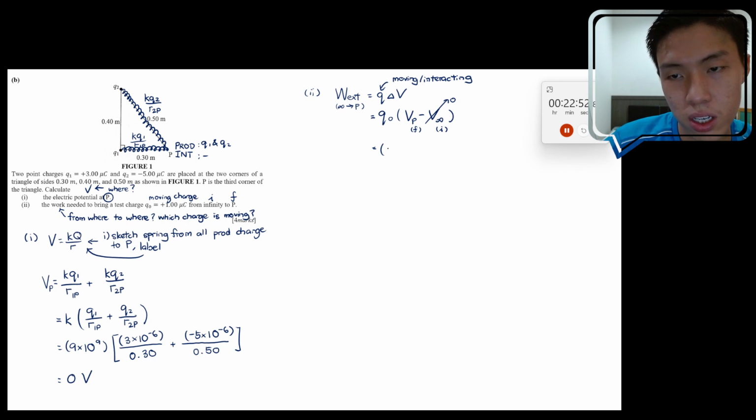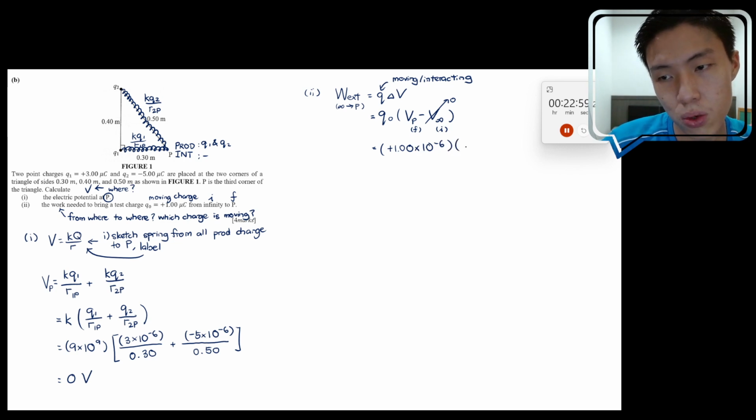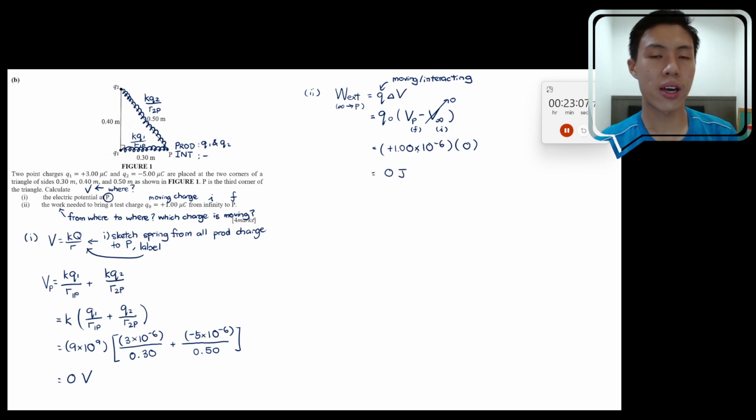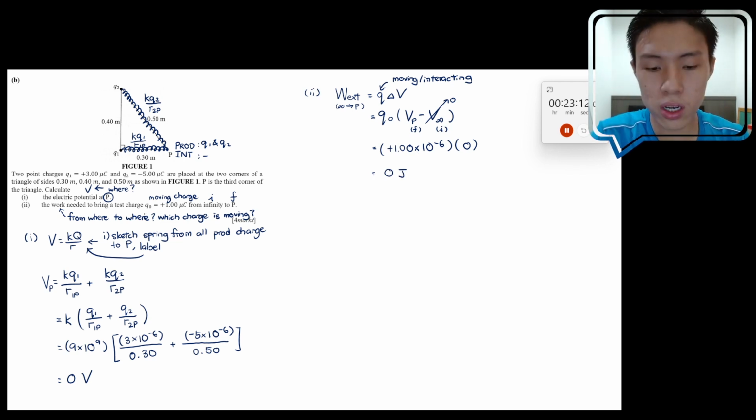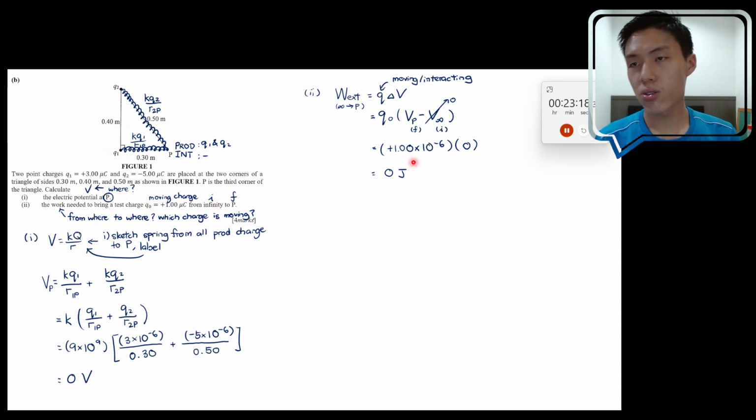So Q naught is positive 1.00 times 10 to the power negative 6. Vp is equal to 0, as calculated in question 1. So if you put in everything, the answer will be 0. So the external work done by the external force is equal to 0 joule. So the work needed to bring a test charge from infinity to P will be 0 joule. Okay, so that's it for question 1. Let's move on to question 2.